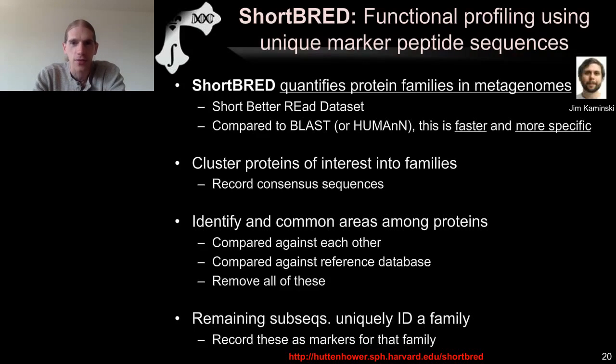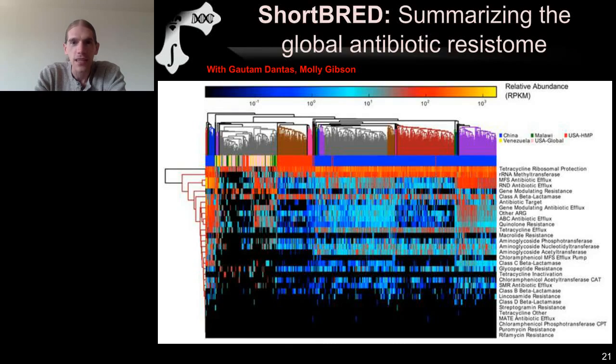This was developed by a former master's student with the lab, Jim Kaminski, now in the Berkeley PhD program, and has the benefit of being, for specific gene families of interest, faster and more specific. So just like MetaPhlAn focuses on just the sequences that are taxonomically informative, ShortBRED focuses on just the subsequences that are functionally informative for particular protein families of interest. So these might include, for example, antibiotic resistance sequences.